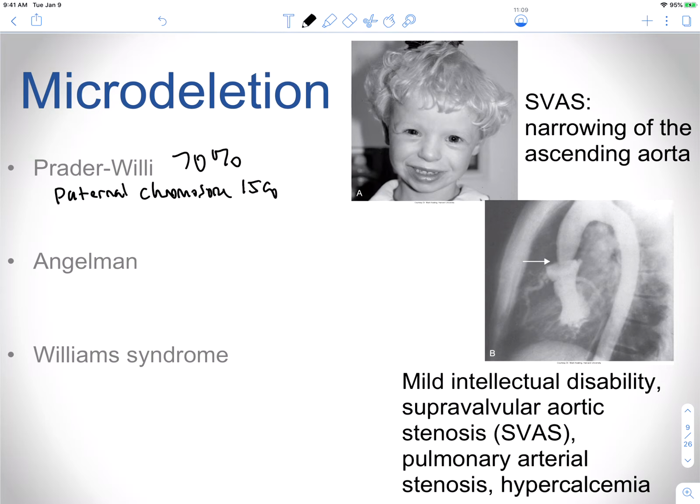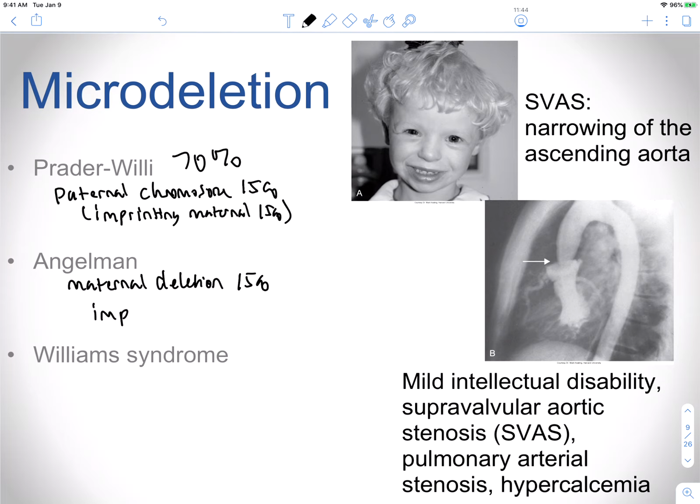And remember also imprinting of maternal. And this leads to the disease because you don't have the paternal genes present that should be expressing the genes, and the maternal genes that are present are imprinted and cannot be expressed either. Angelman syndrome is also a microdeletion of the maternal chromosome 15q, so this is maternal. And then imprinting of the paternal.